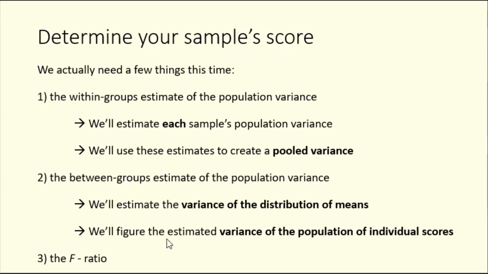And so the first thing we're going to do is get the within groups estimate of the population variance, estimating each sample's population variance, and then using those estimates to create a type of pooled variance, although this will be a little bit different than how we did it in our prior test. And then we're going to get the between groups estimate of the population variance. And here we're going to estimate the variance of the distribution of means, and then figure the estimated variance of the population of individual scores before getting that F ratio.